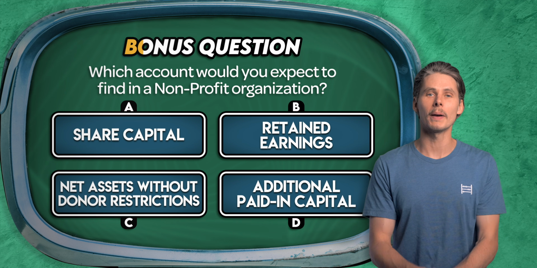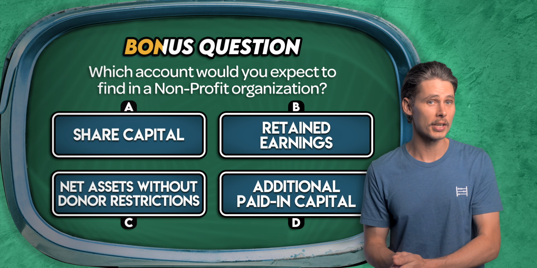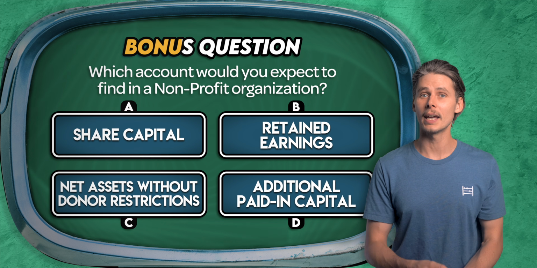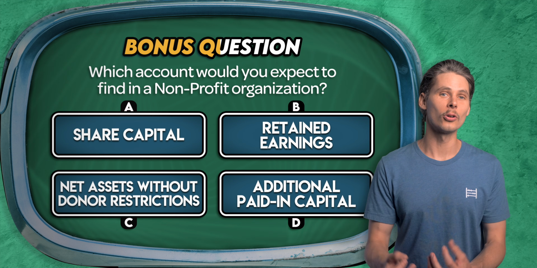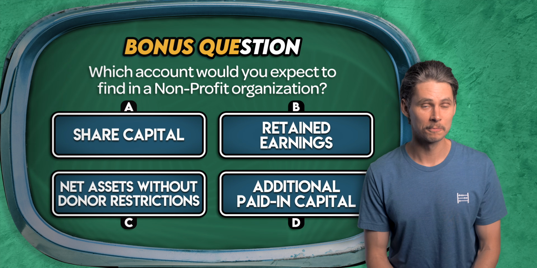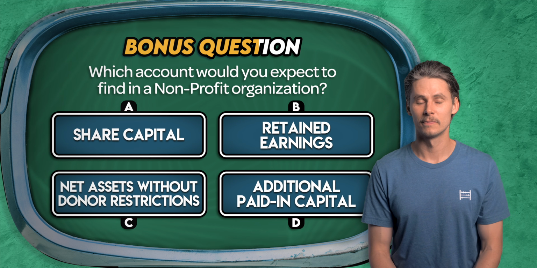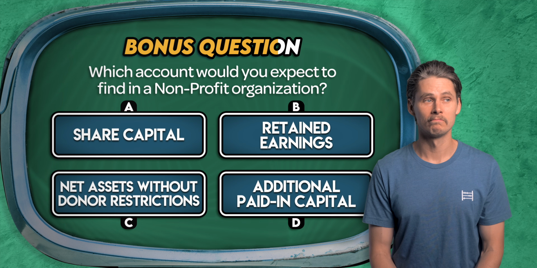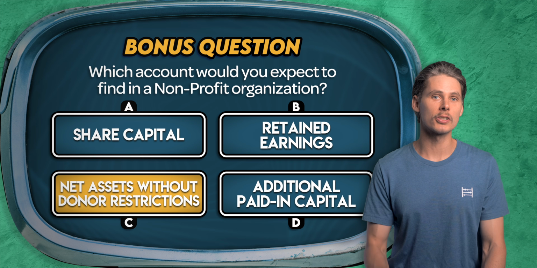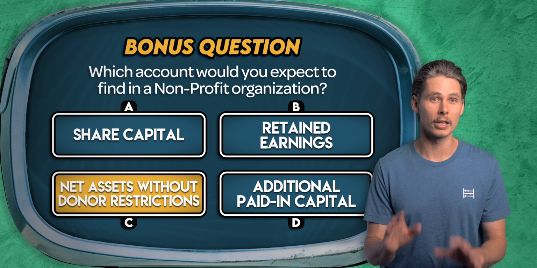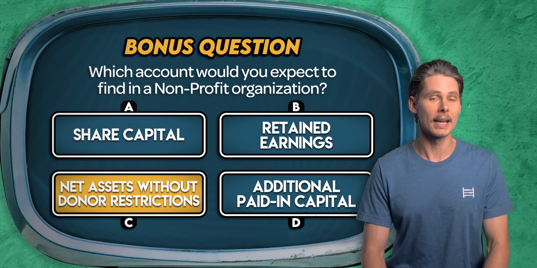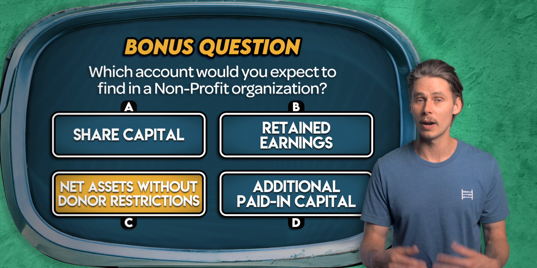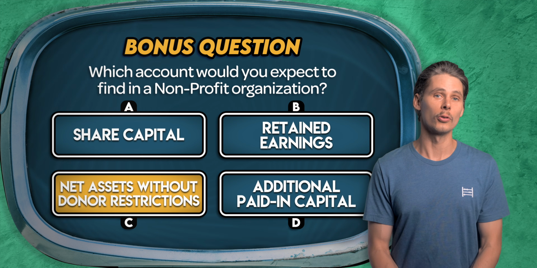Bonus question. Which account would you expect to find in a non-profit organization? Is it share capital, retained earnings, net assets without donor restrictions, or additional paid-in capital? It's C. Non-profits don't have owners or shareholders, so they don't use normal equity accounts. They might, however, use net assets without donor restrictions to represent resources available for general use.